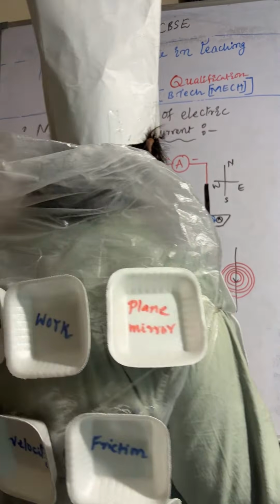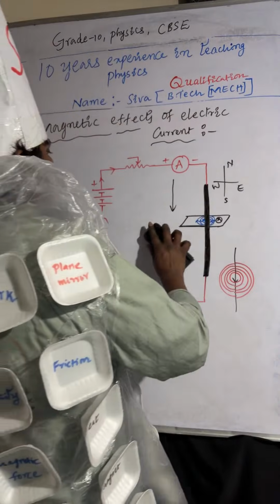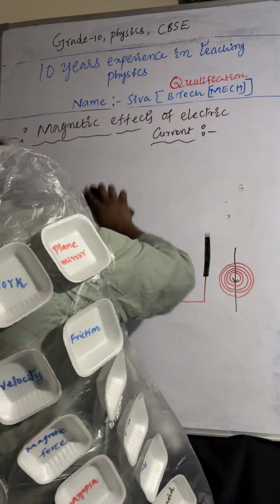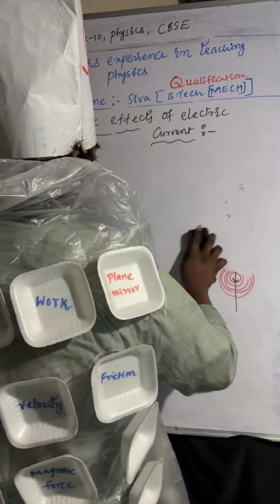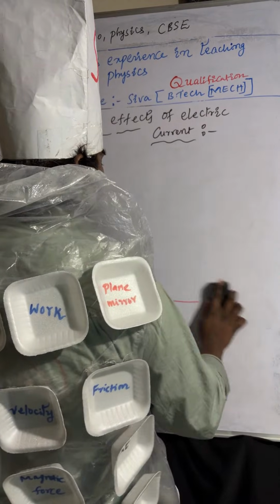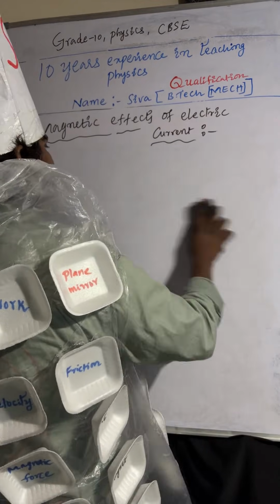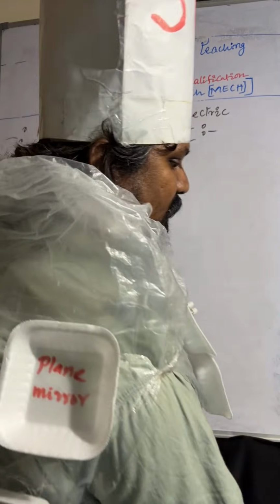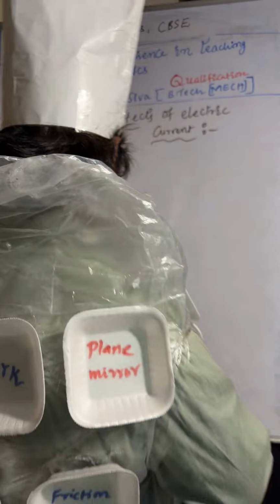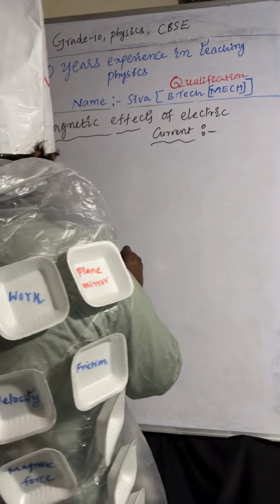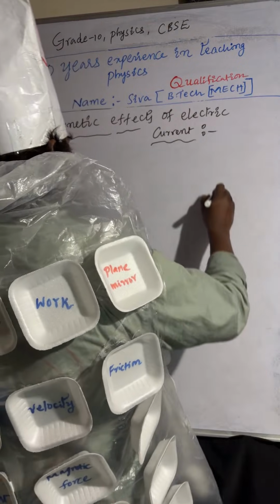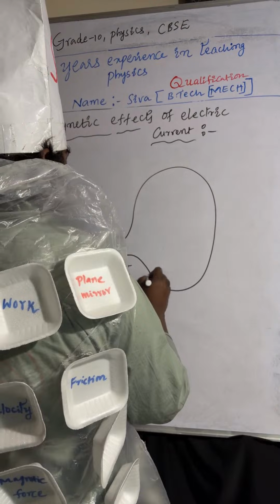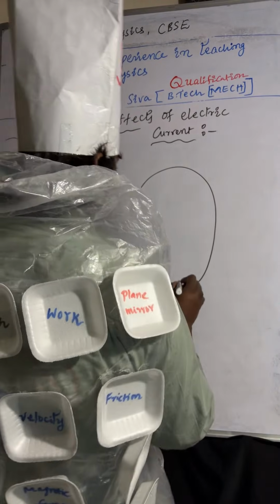Now we'll discuss the loop. So I'm taking the loop. This is the loop. Here is the positive terminal and the negative terminal. Current is passing.